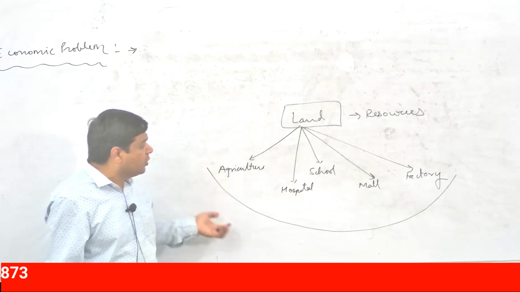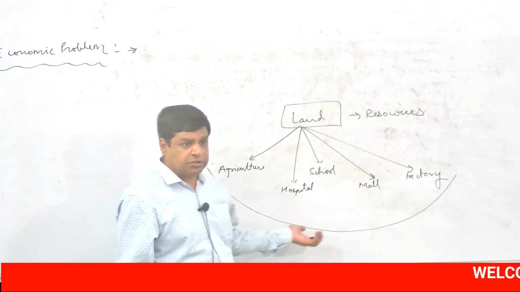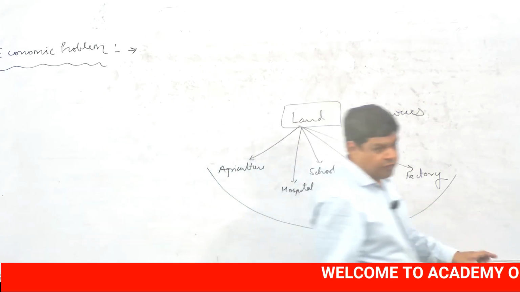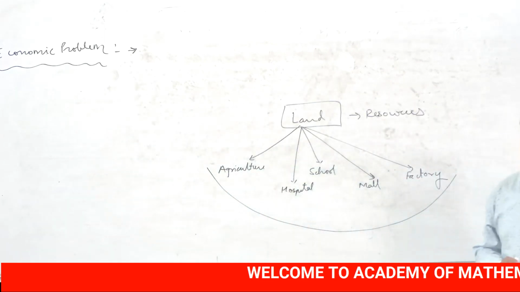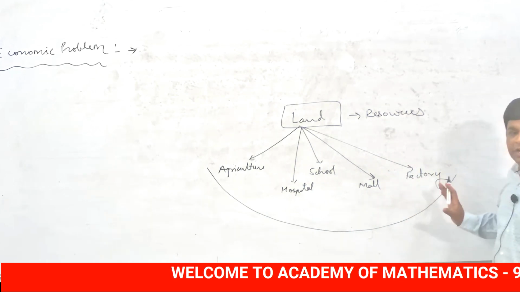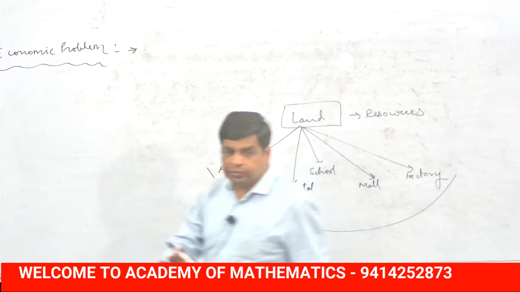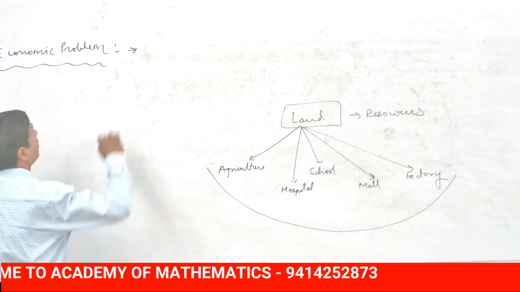We can't fulfil all the wants. All these wants cannot be satisfied. So we have to make a choice. Which want is more important to me, students? So economic problem is the term which is related to the problem of choice.